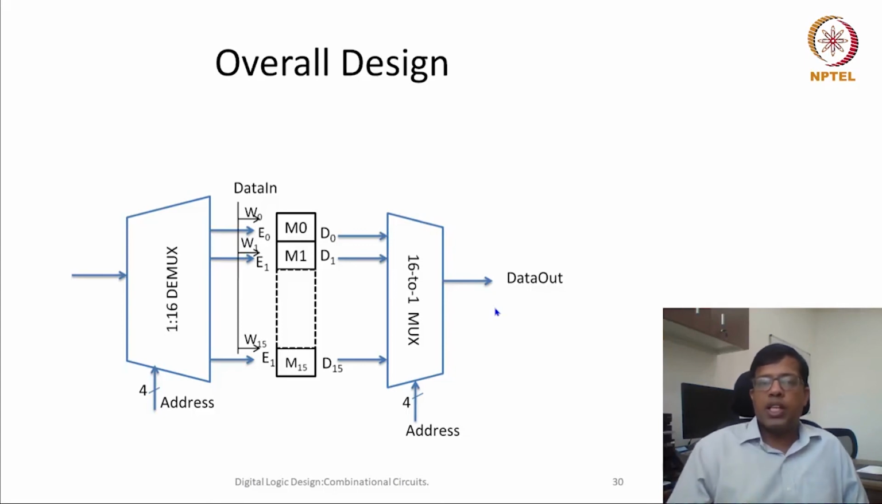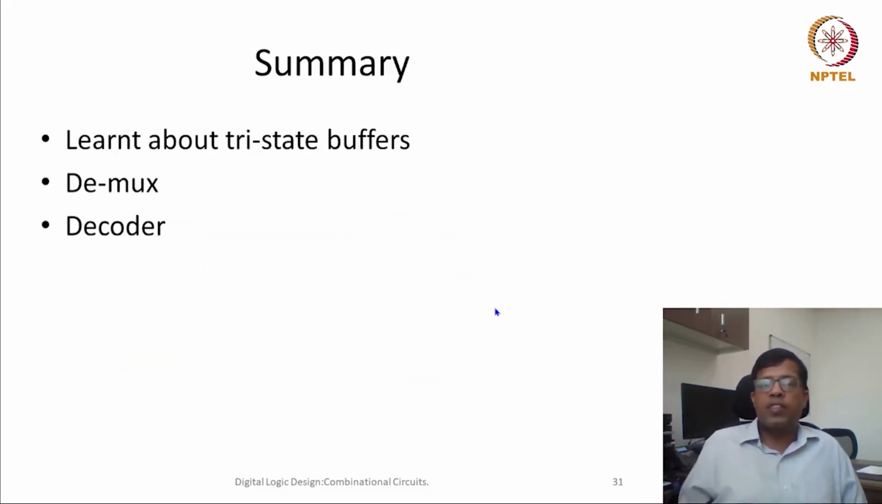So the summary of this lecture is that we have learned about how the signals are connected, and what could be the solution if we have to connect multiple outputs to the same input. That was suggested as a tri-state buffer. And then we have seen how demultiplexers can be utilized, or how a decoder can be utilized.